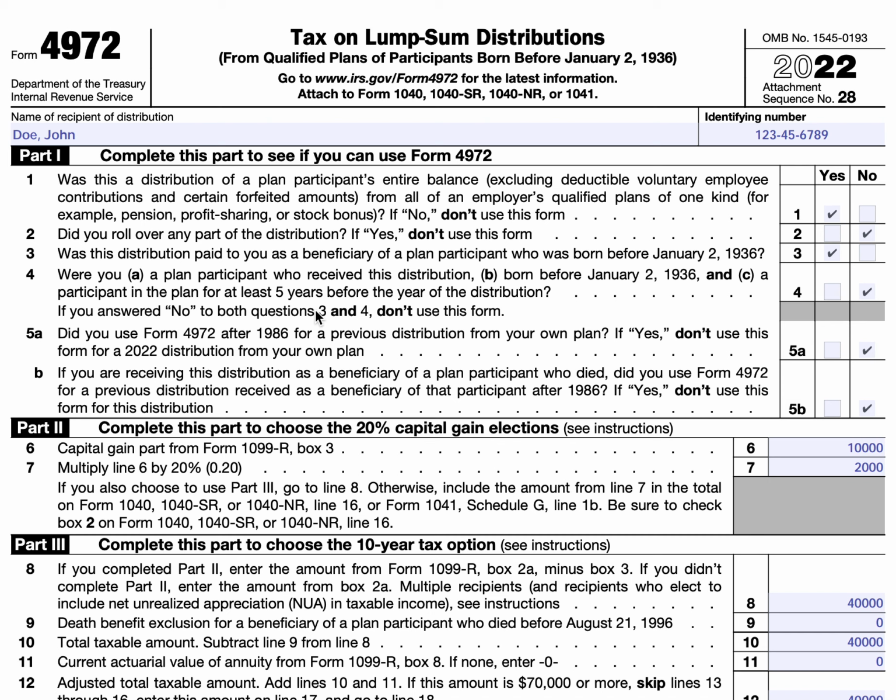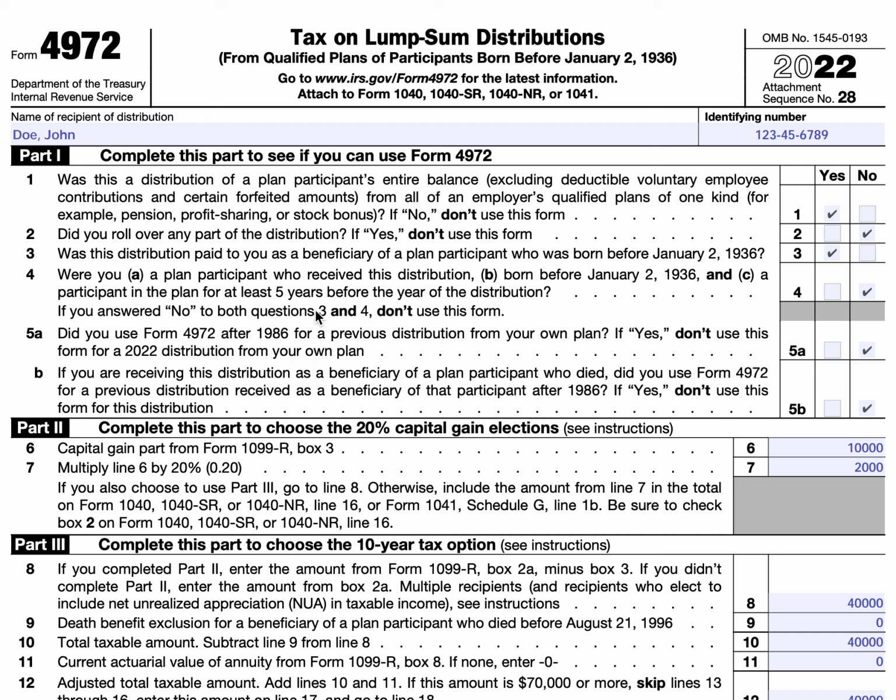Specifically, there's an option to select 20% capital gain elections. There is a part of this form to choose a 10-year tax option where you calculate the amount of tax that you would pay, and you pay in one lump sum. That represents the 10-year annuitized amount. Or you can do both. So we'll walk through all three sections, starting with part one, you complete part one just to see if you can use this form.